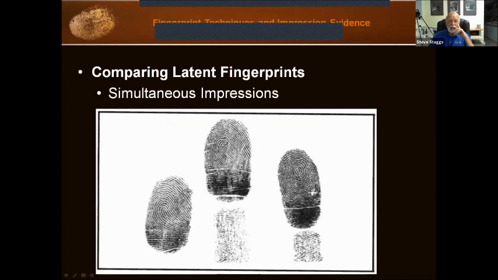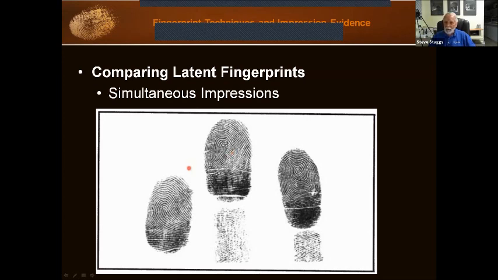Now let's look at simultaneous impressions. Simultaneous latent fingerprints are left when two or more fingers adjacent to each other touch an object. The most common combinations are the index, middle, and ring, index and middle, or middle and ring. When this occurs, it can be of great assistance when determining which fingers to compare. Care must be taken when objects are handled. Latent fingerprints can be deposited in such a manner so as to appear as simultaneous when in fact they are not.